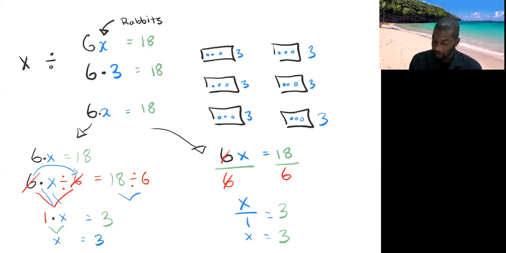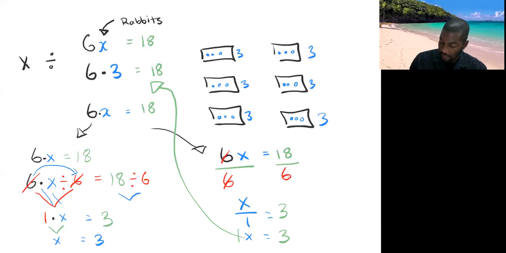So now we test it. X equals 3, and we tested it over here already, and we know that 6 times 3 is in fact 18. Therefore, you know your answer is x is equal to 3. Okay? Let's try another problem.